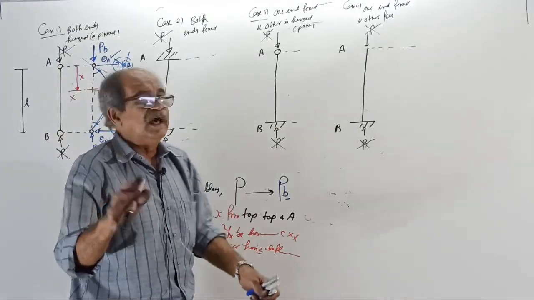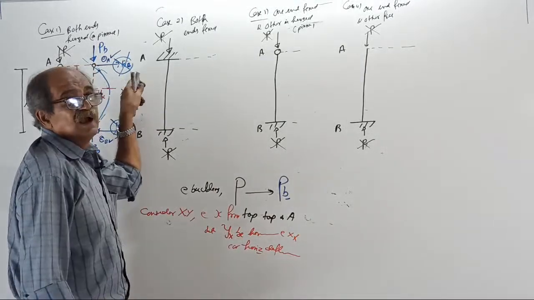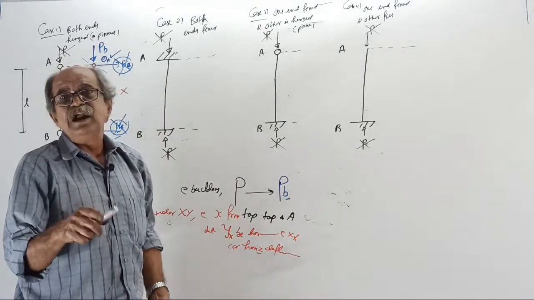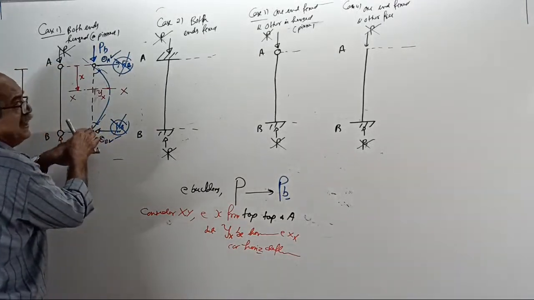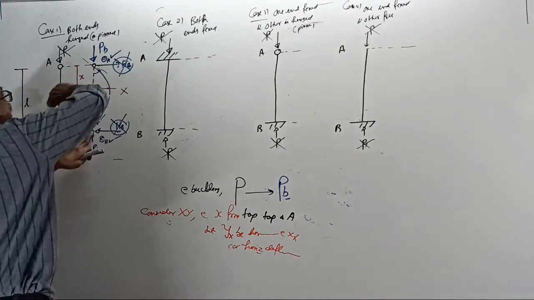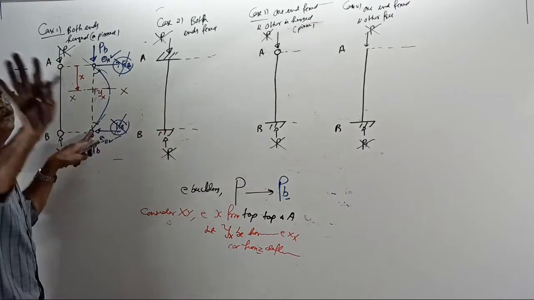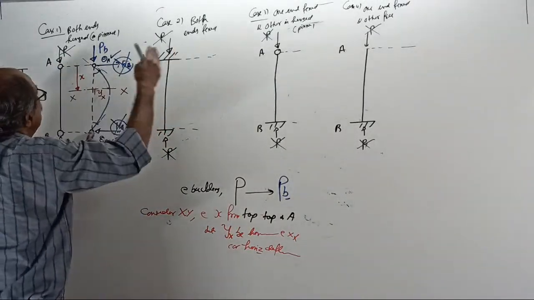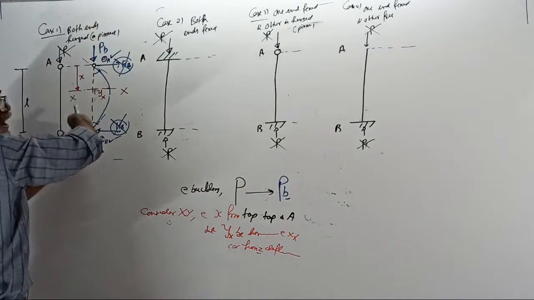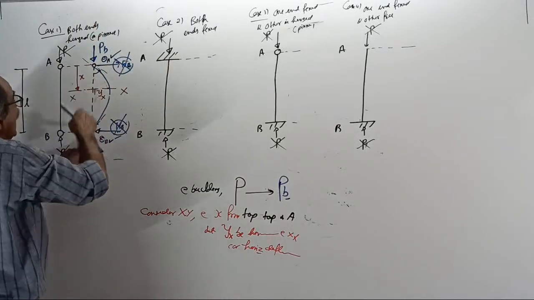Even if you consider, it will become 0. Clear now? Even if you consider 0, or see here, sigma M about this point equal to 0. My HA into L equal to 0. See now, take moment about this point. HA, PB into 0, axial. So HA into L equal to 0.